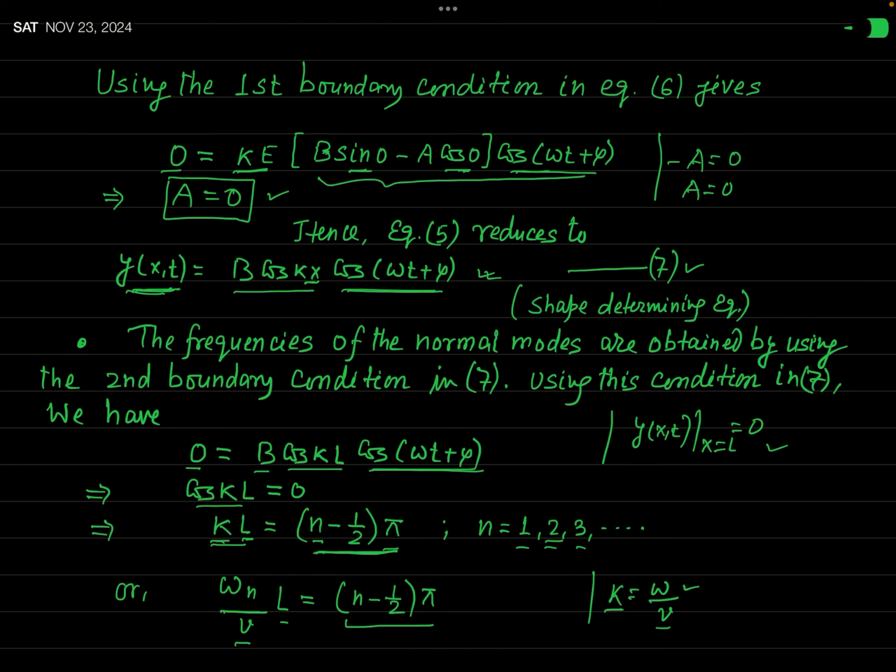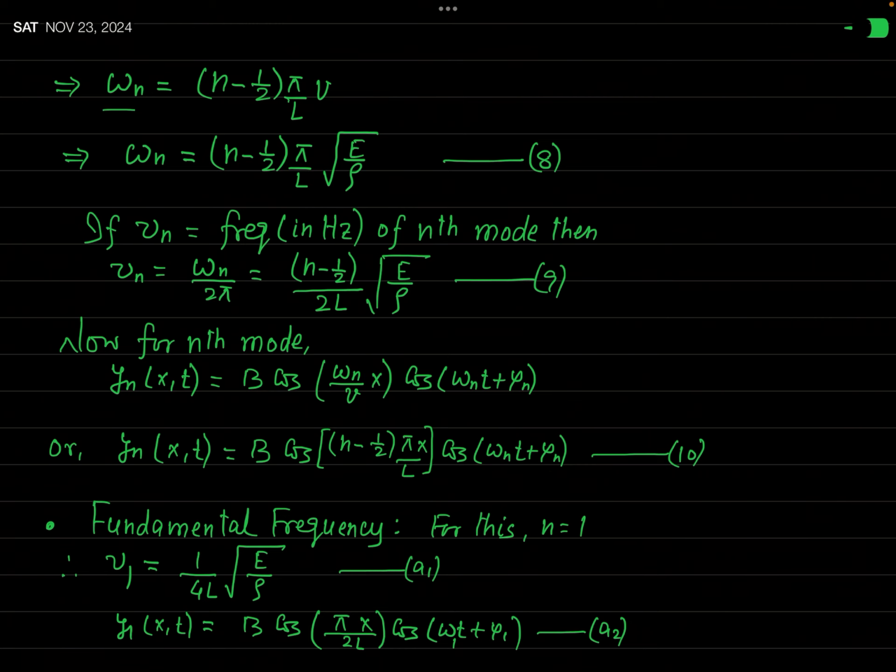Okay. And therefore you can easily find the value of this omega n, which will be (n minus 1/2) times pi over L times v. But you have seen that this v is equal to the square root of E over rho. So omega n is equal to (n minus 1/2) times pi over L times this much. Okay. This is actually the angular frequency of vibration of the air column, or you can say the longitudinal vibration of the air column in its nth mode.